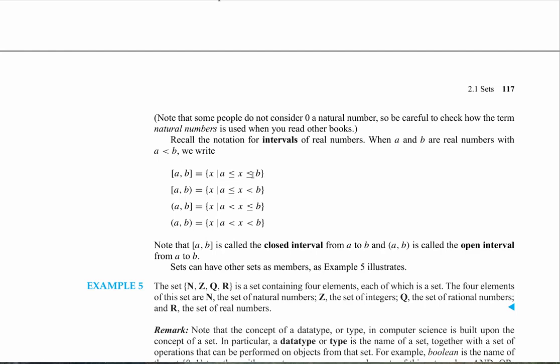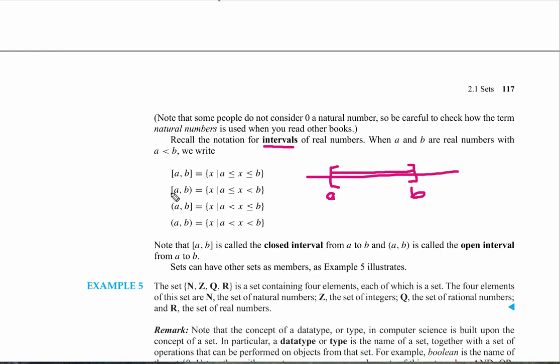Here are some important sets of real numbers. This interval notation. All right, so the interval, so we're looking at real numbers on the number line. With square brackets, that means all the real numbers x between a and b, and including a and b. So that's all of these numbers.